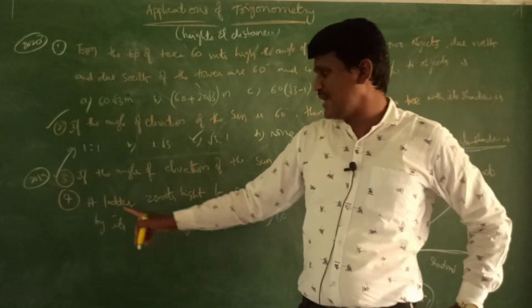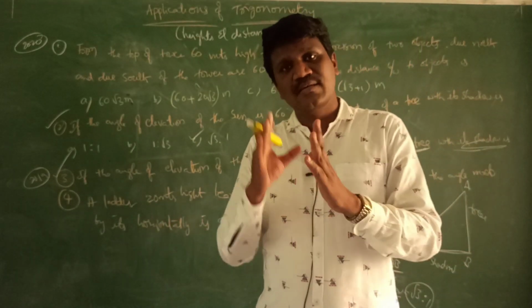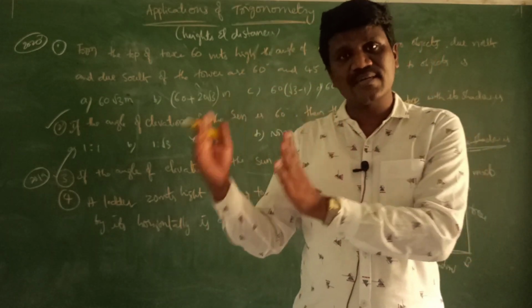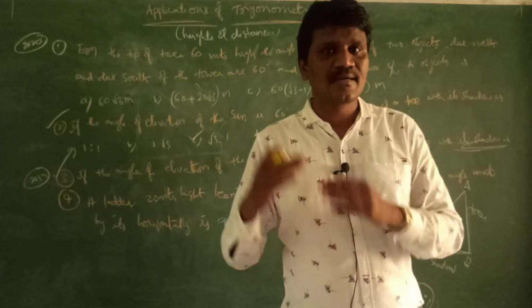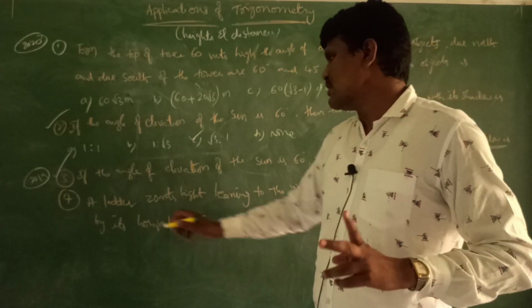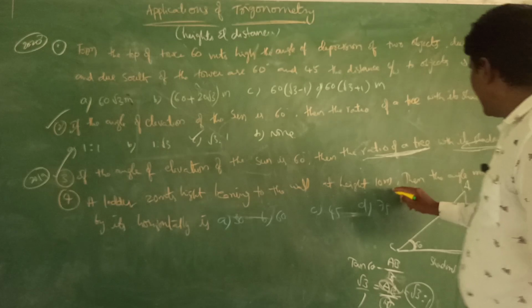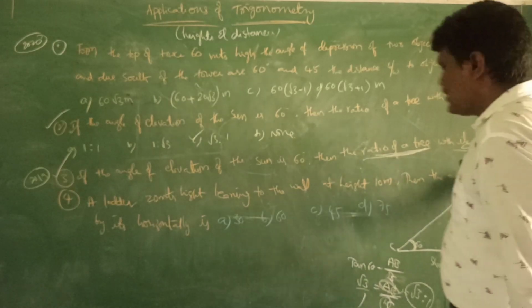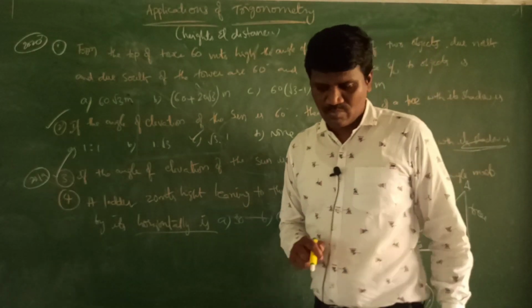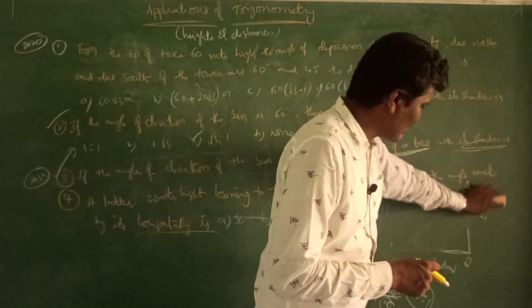And the last question is a ladder 20 meters high. So I already said ladder means either take sine or cos based on the other side. If the other side is given as opposite side, you take sine. If the other side is given as adjacent side, take cos. So ladder 20 meters height, leaning to the wall at height 10 meters, then the angle made by its horizontal is. So how will the diagram come? Whenever ladder is there, you take the diagram like this.